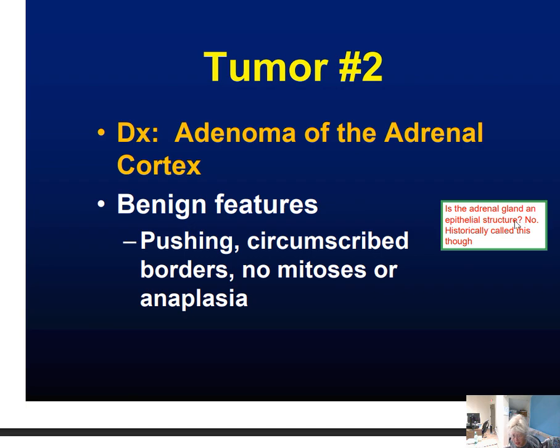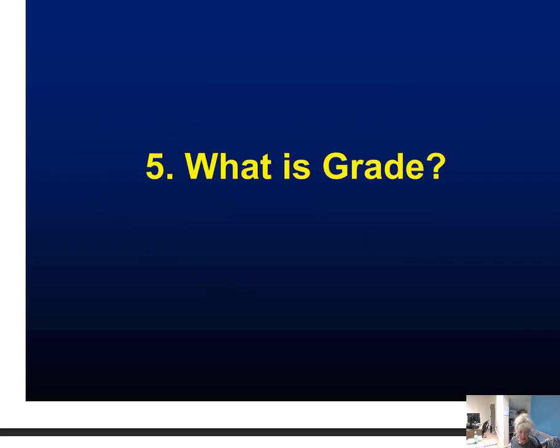We don't see a lot of mitoses or anaplasia. Is the adrenal gland an epithelial structure? No, historically they called it this though. It's a neuroendocrine, actually, epithelial.